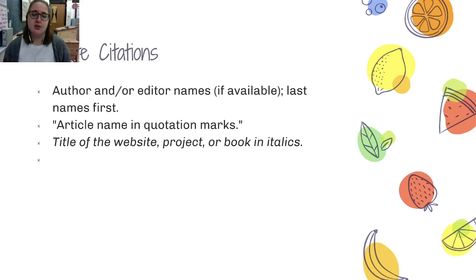The article name goes in quotation marks. If you're utilizing an online article or a song or a chapter in a book or off of an album or off of YouTube, when it's a part of a whole, it goes inside quotation marks. Whereas if you were citing the entirety of something, like a whole book, a whole album, a whole play, that would go in italics. So title of website, project, or book goes in italics. Big stuff gets italics, little stuff just gets quotation marks around it.